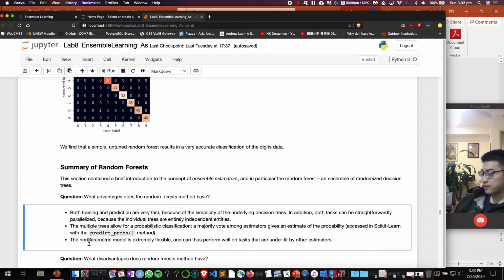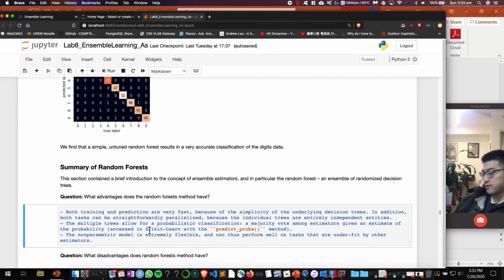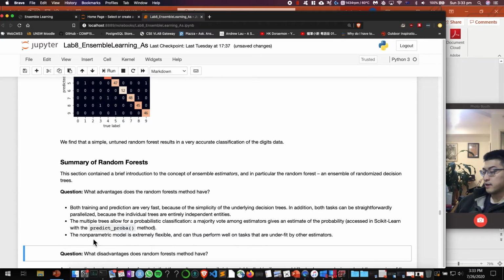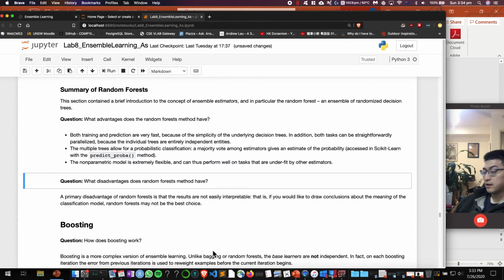Now, it's non-parametric. So recall, parametric means the number of parameters is set before you begin modeling, whereas non-parametric means the number of parameters can grow as you increase the amount of data. Yeah, it's very flexible.